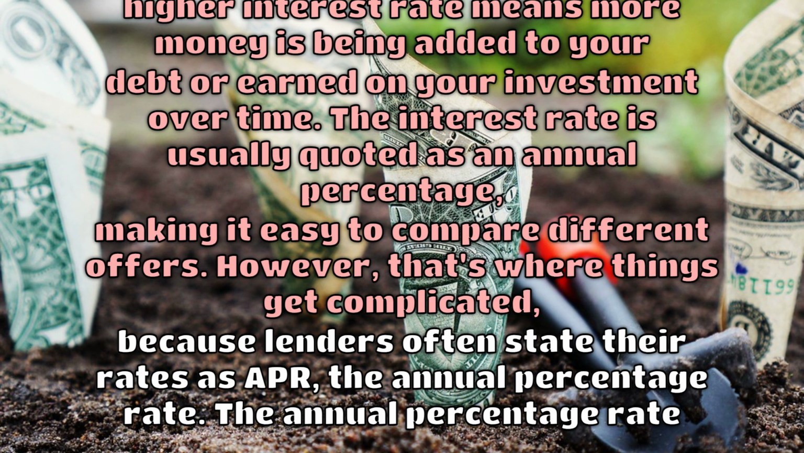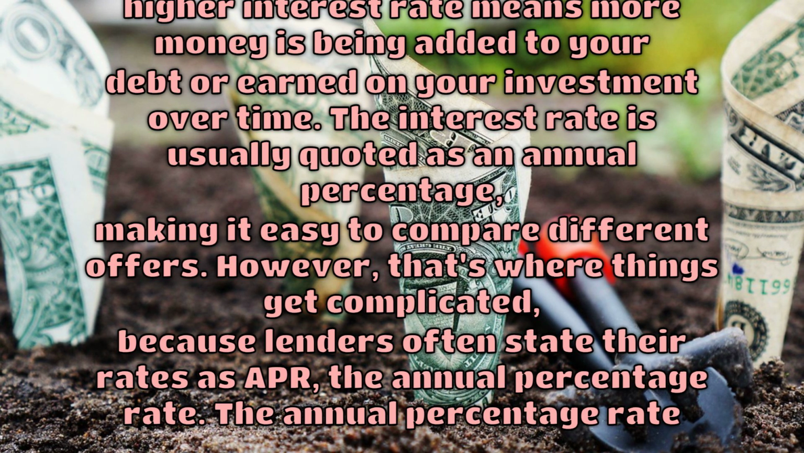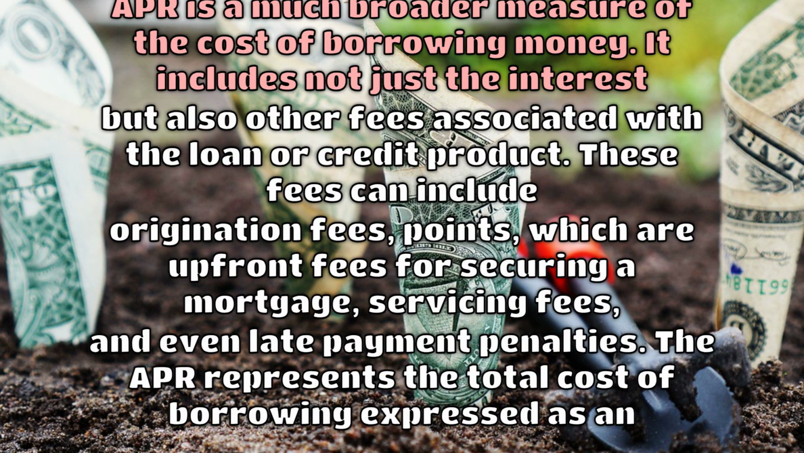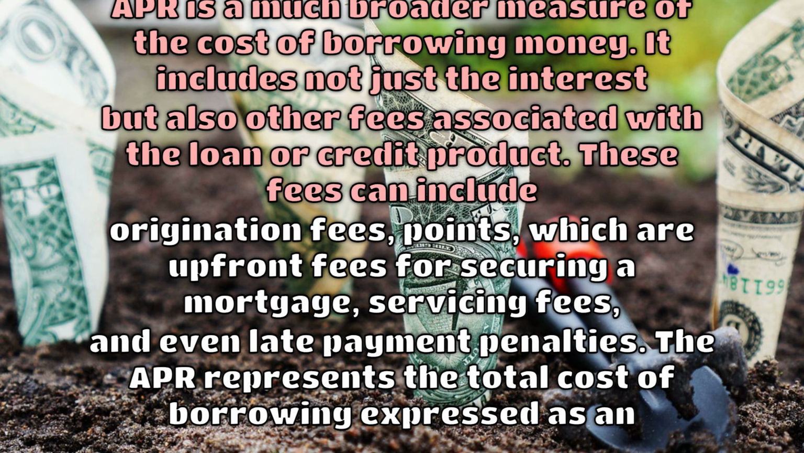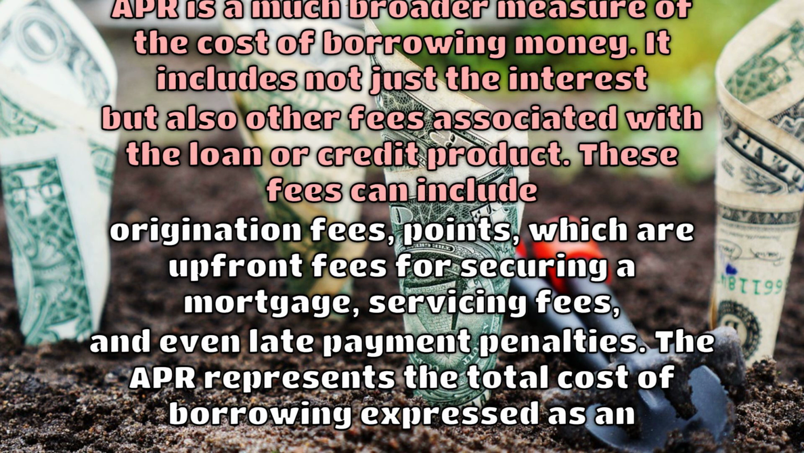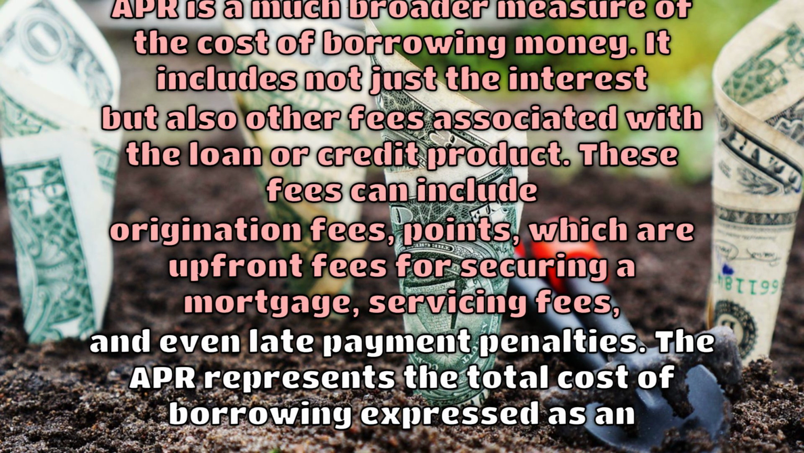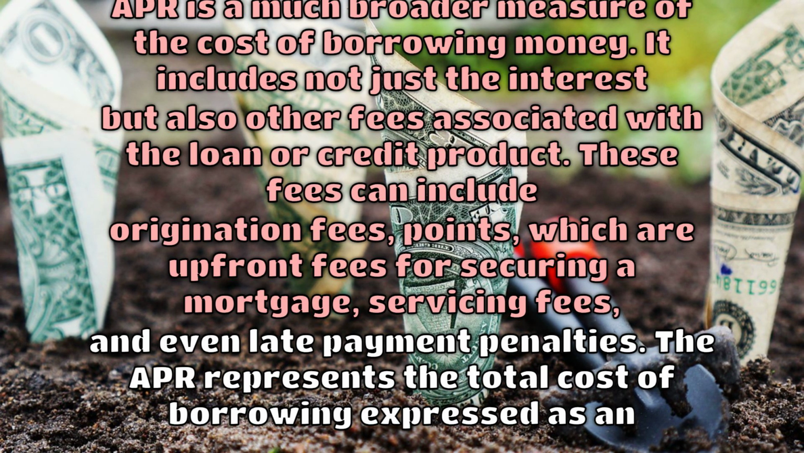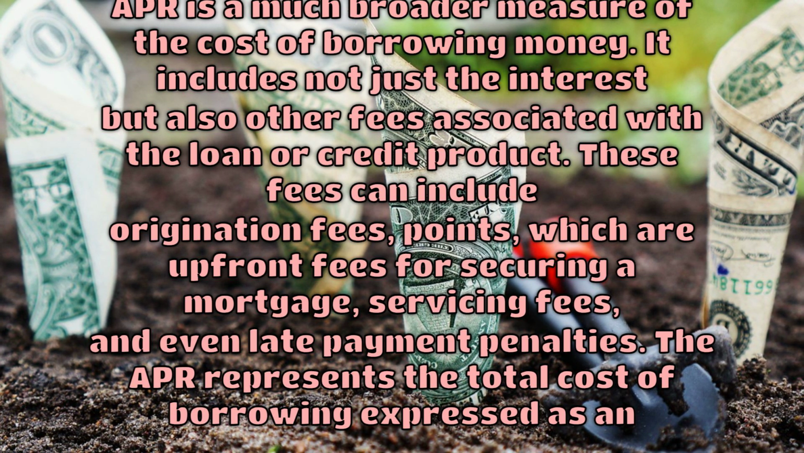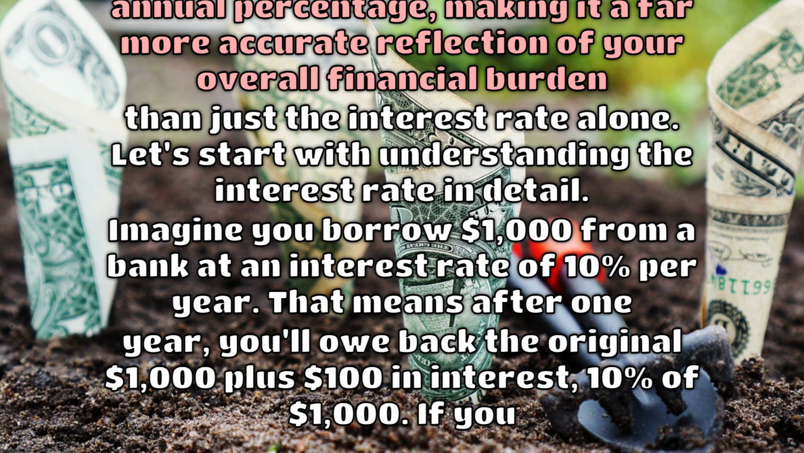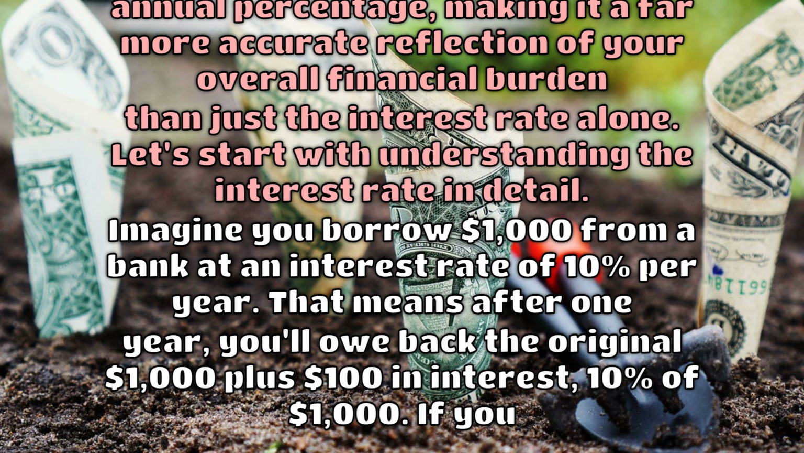However, that's where things get complicated because lenders often state their rates as APR, the annual percentage rate. The annual percentage rate, APR, is a much broader measure of the cost of borrowing money. It includes not just the interest rate, but also other fees associated with the loan or credit product. These fees can include origination fees, points, which are upfront fees for securing a mortgage, servicing fees, and even late payment penalties. The APR represents the total cost of borrowing expressed as an annual percentage, making it a far more accurate reflection of your overall financial burden than just the interest rate alone.